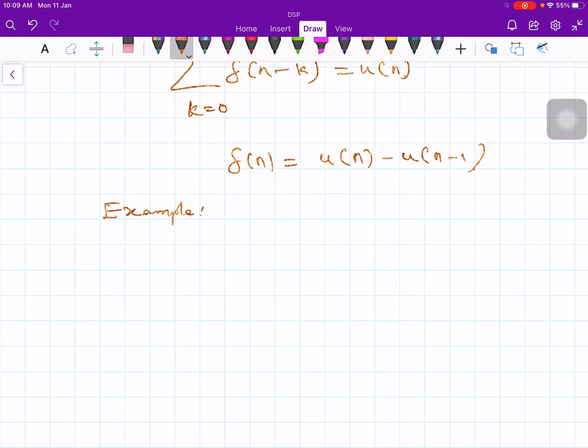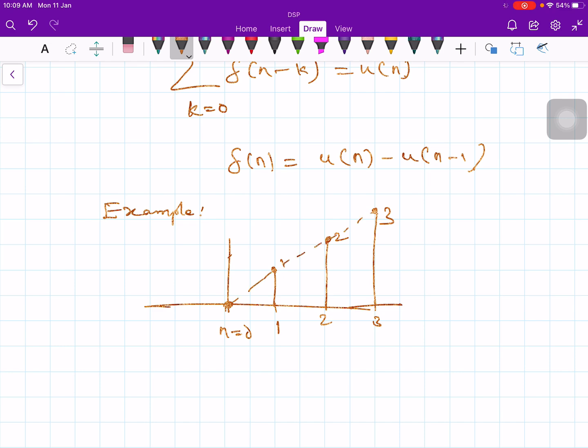Suppose you have a sequence which starts from 0, then 1 at n equals 1. Let's say my sequence is like this. When n equals 0, the value is 0. When n equals 1, its value is 1. When n equals 2, it is 2, and n equals 3, it is 3. 1, 2, 3, like this. So it looks like a ramp signal.